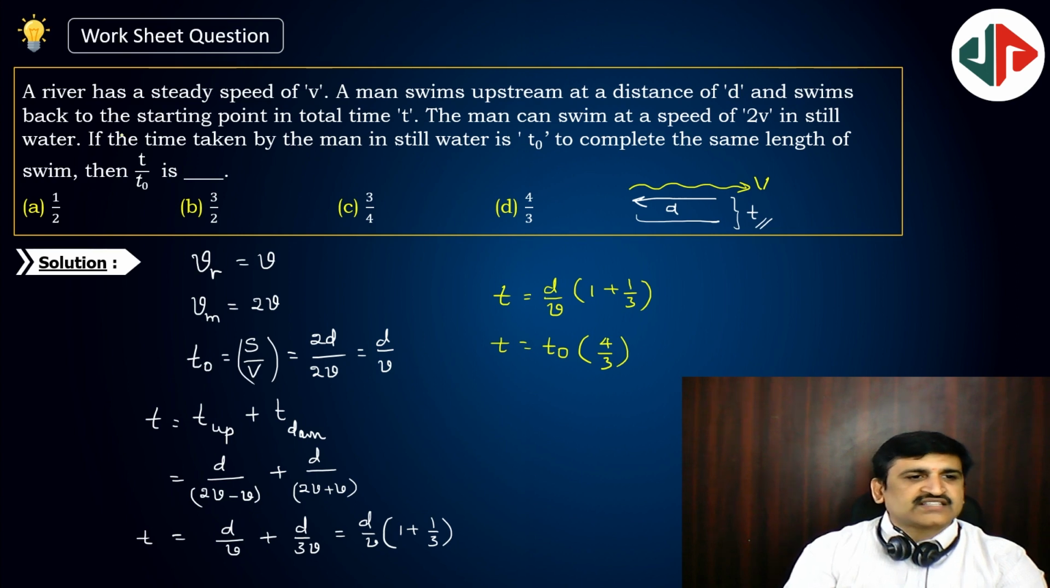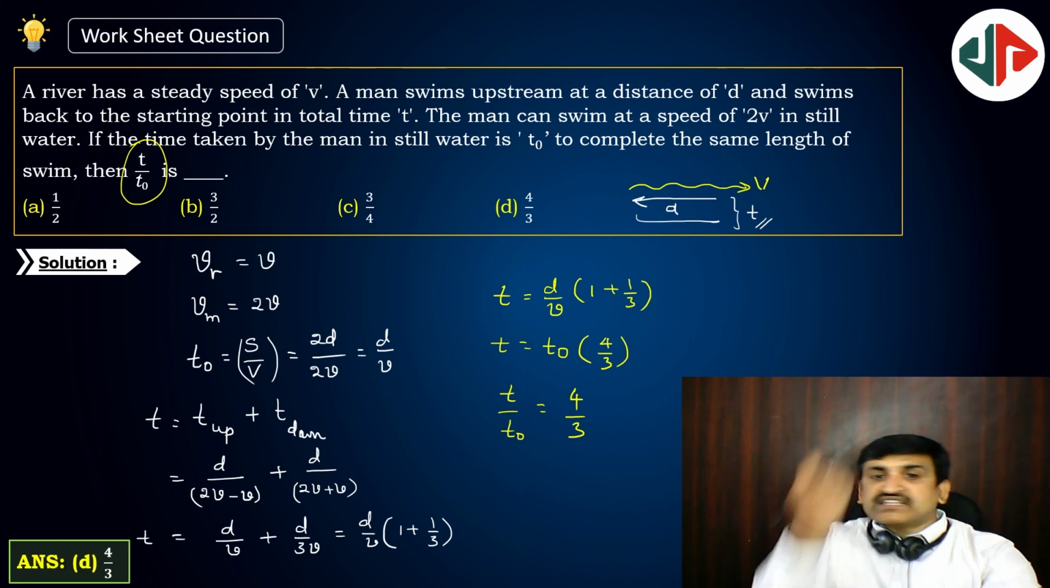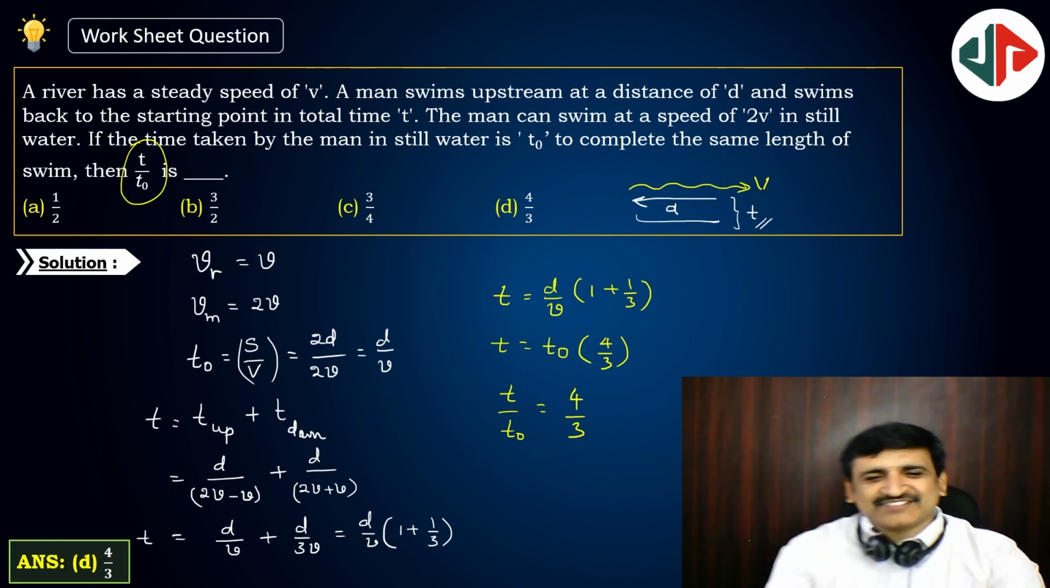Now he is asking t by t naught. T by t naught is equal to 4 by 3. Yes, you need to encourage yourself. Okay, next.